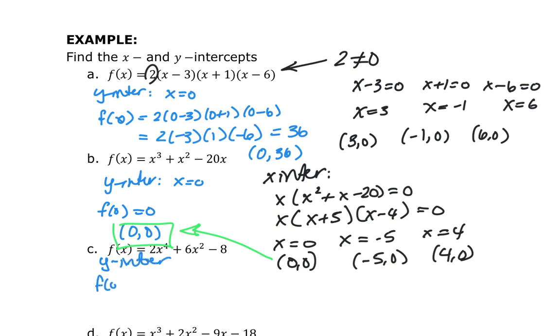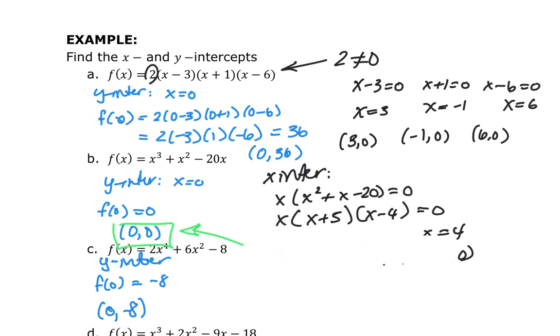So f of 0. Well, this is going to give me negative 8, so it is 0, negative 8. Easy peasy lemon squeezy. Now, I'm going to do my x-intercepts. I'm just going to erase this so I can have space. My x-intercepts.